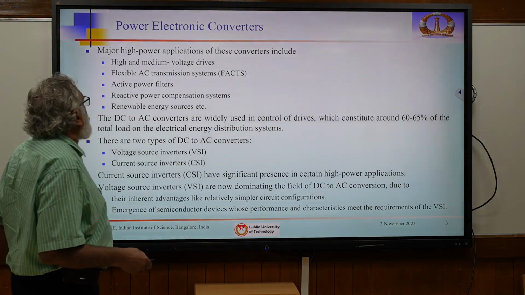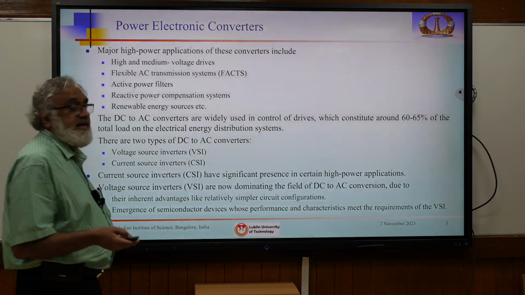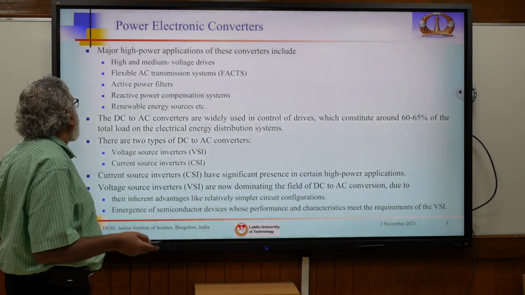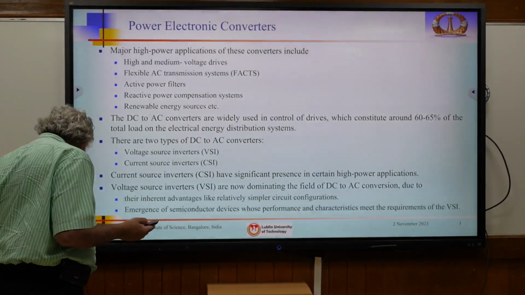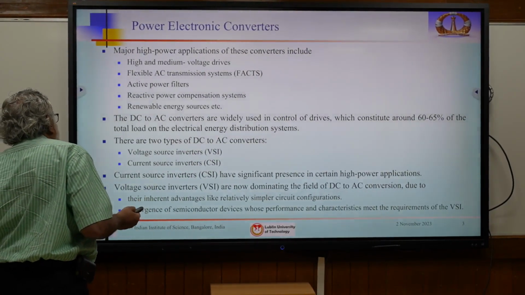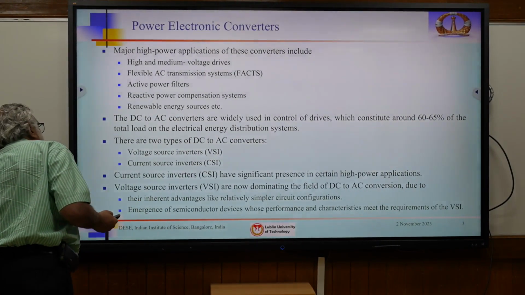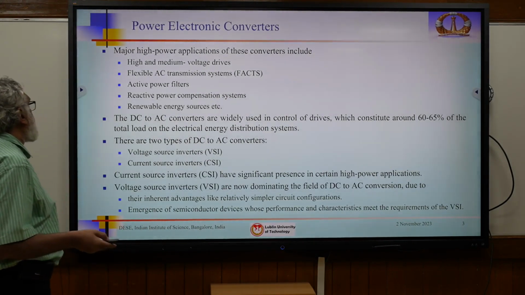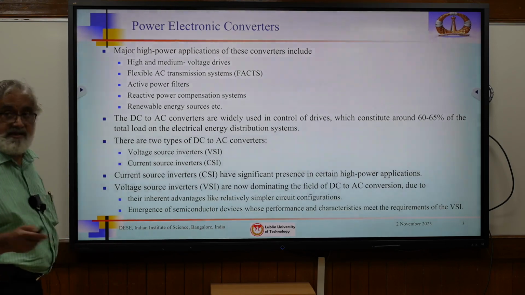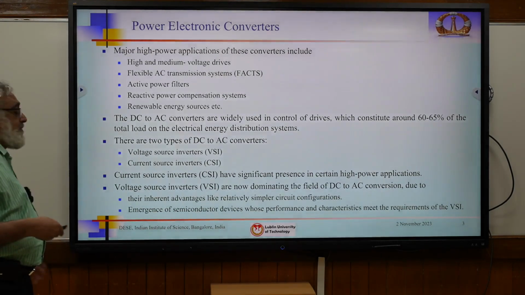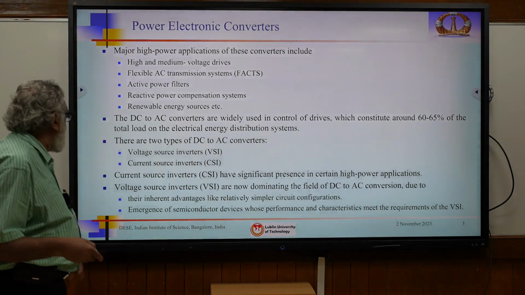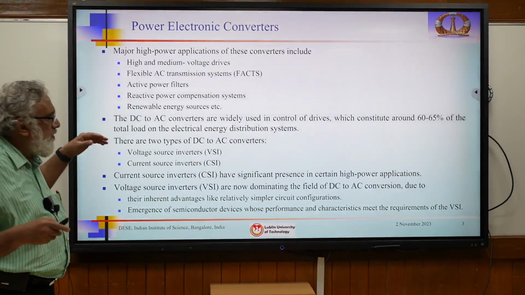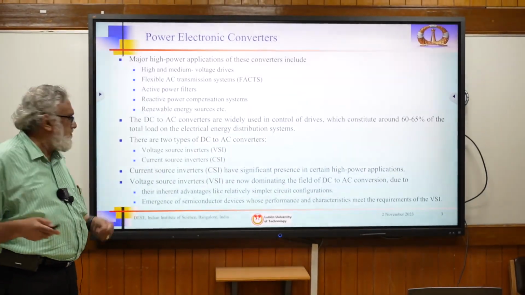Major power control applications for these converters include high and medium voltage drives, then flexible AC transmission systems, active power filters, reactive power compensation, renewable energy. Inverters are widely used in control of drives, which constitute around 60-65% of total load on the electrical energy distribution. The main two inverters are voltage source inverters and current source inverters. Even though we have worked on current source inverters before, all the work we are going to present here is on voltage source inverters.